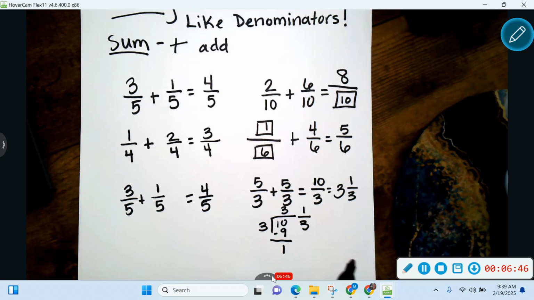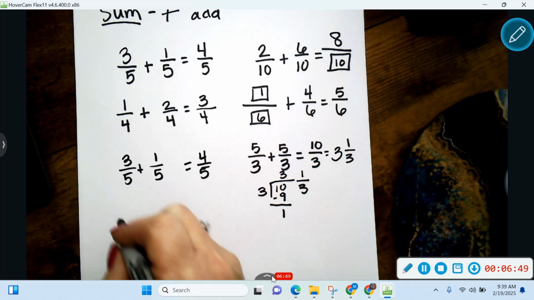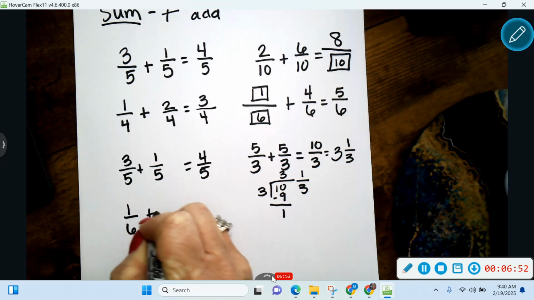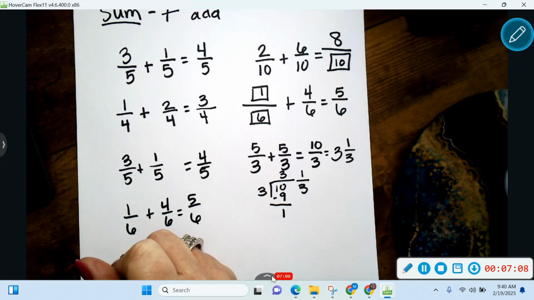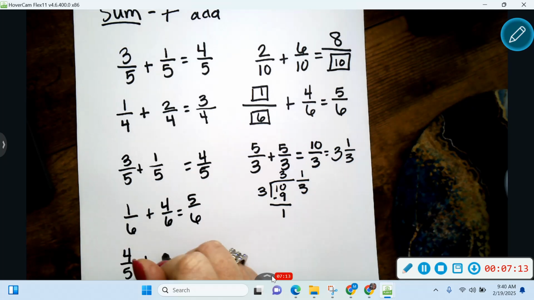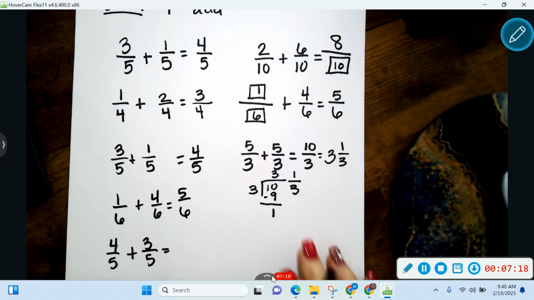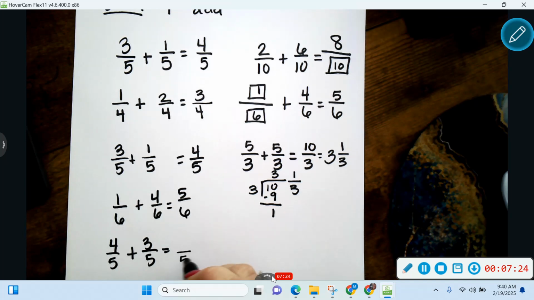All right, let's try one more. 1/6 plus 4/6. Oh, we already did this one. 5/6. All right, one more. Let's go with 4/5 plus 3/5. Our denominator is the same, so it stays the same.